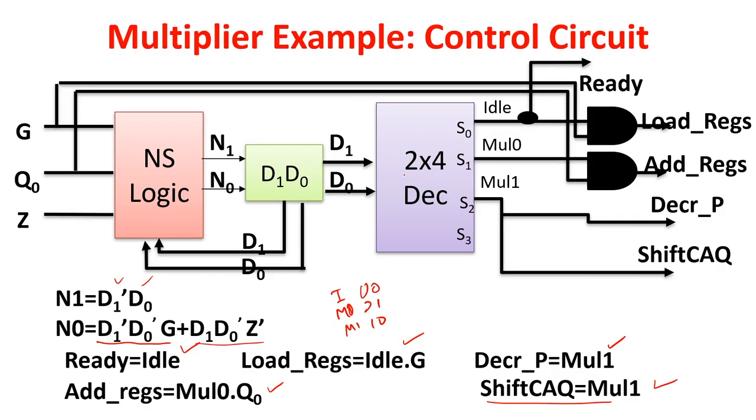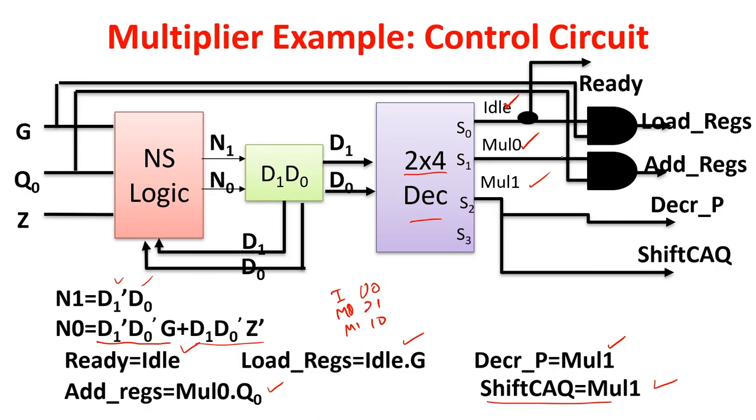Once you get the present state, we have a 2 to 4 decoder, because the state is 2 bits, D1 and D0. We have 3 states, encoded with 2 bits D1 and D0. From this we can identify which state we are in: IDLE state, MUL0 state or MUL1 state. Based on which state we are in, we can generate signals. Suppose you are in IDLE state and G is equal to 1, then we do load register, initializations. If you are in state MUL1 and Q0 is equal to 1, then we do add register.